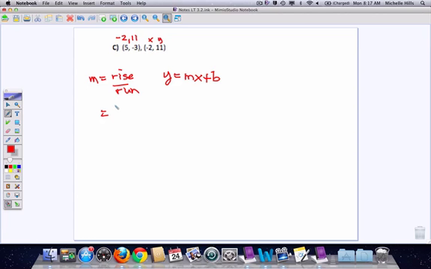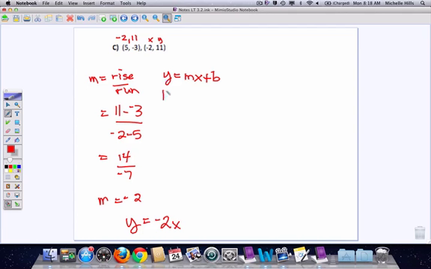So rise is the change in y, so 11 minus -3, over the change in x, which is my run, -2 minus 5, which becomes +14 divided by -7. So my slope is -2. I'm immediately going to start writing my answer. And it shouldn't be m equals, it's y equals -2x. Now I need to go find my y-intercept.